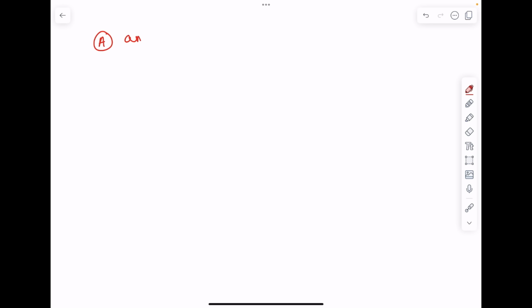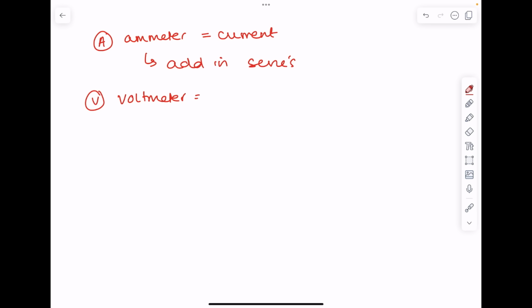Here's your ammeter, which measures current. Remember, we add it in series. Here's your voltmeter, which measures voltage or potential difference. Remember, we add that in parallel.